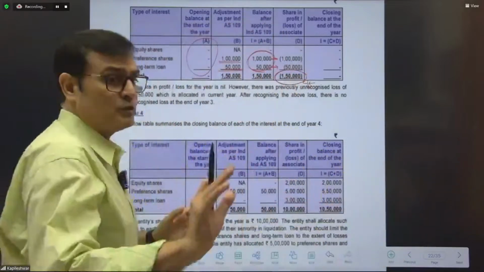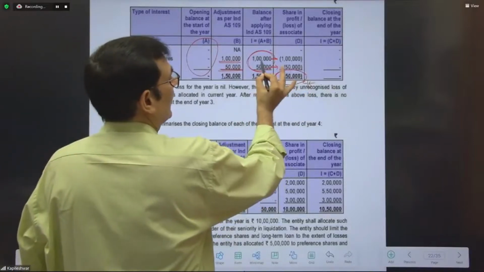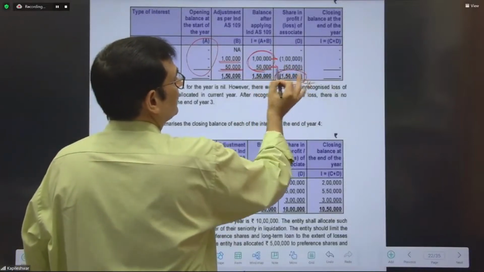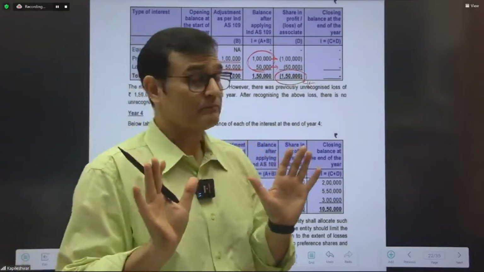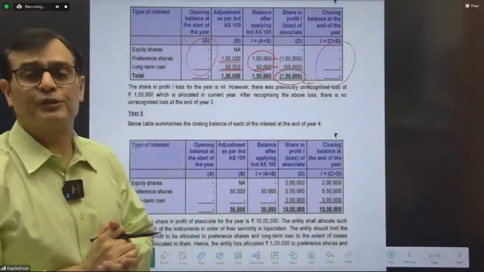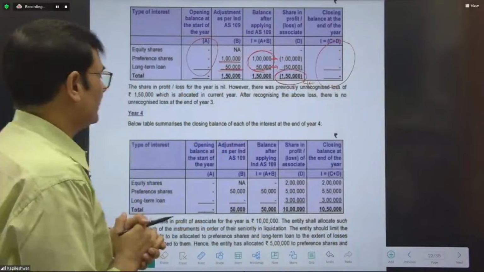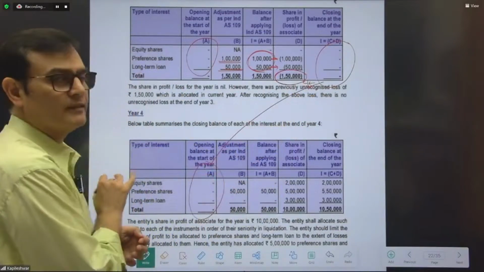Simple and straight. You need to see that in this particular case, the losses of 150 are there. You allocate 1 lakh to the extent of book value, you allocate 50, so the entire carried forward losses get adjusted. So the value of investment now stands at 0 at the end of the third year. Then we go to the next year. This closing becomes the opening next year.